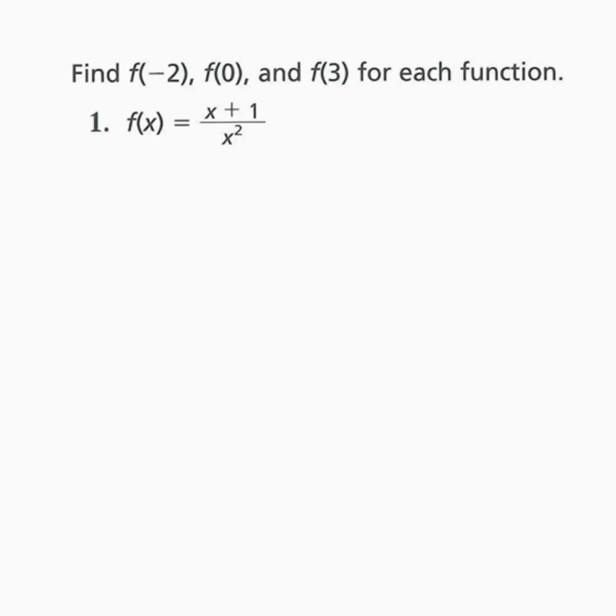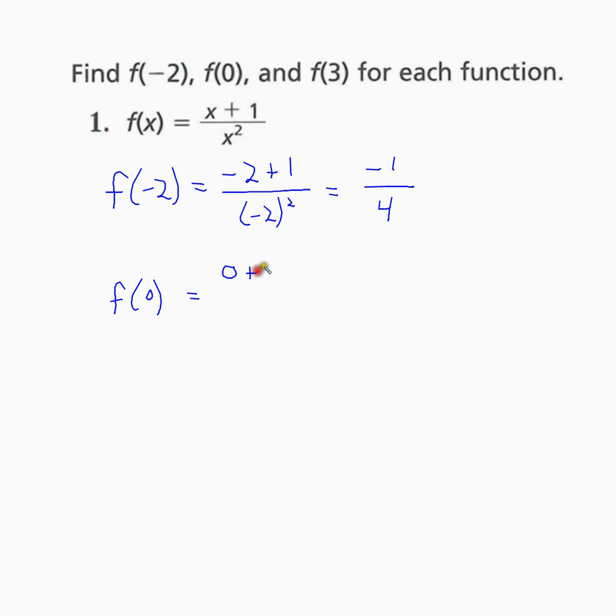So the first few problems, you're just finding different values of the function. All you're going to be doing is plugging in those values. For f of -2, that means you just want to plug in -2 wherever you see an x in the function. So it's going to be -2 plus 1 over -2 squared. You figure out what that's equal to. -2 plus 1 is -1, and -2 squared is 4. That's your first one.